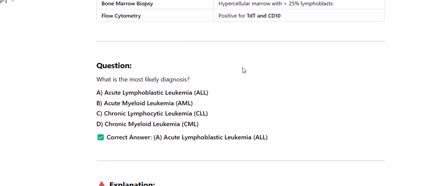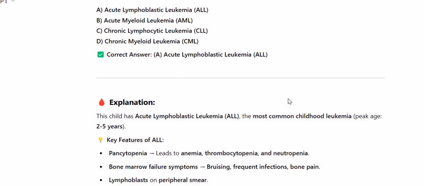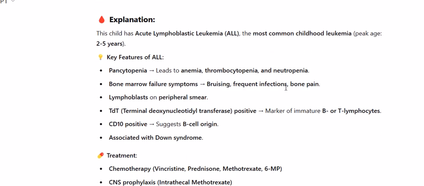Explanation: this child has acute lymphoblastic leukemia, the most common childhood leukemia, with a peak age of 2 to 5 years. Key features of ALL: pancytopenia, leading to anemia, thrombocytopenia, and neutropenia. Bone marrow failure symptoms: bruising, frequent infections, bone pain. Lymphoblasts on peripheral smear. TdT, terminal deoxynucleotidyl transferase, positive, a marker of immature B or T lymphocytes. CD10 positive suggests B-cell origin.